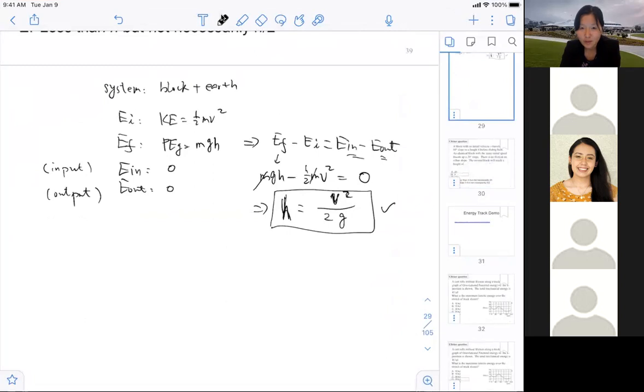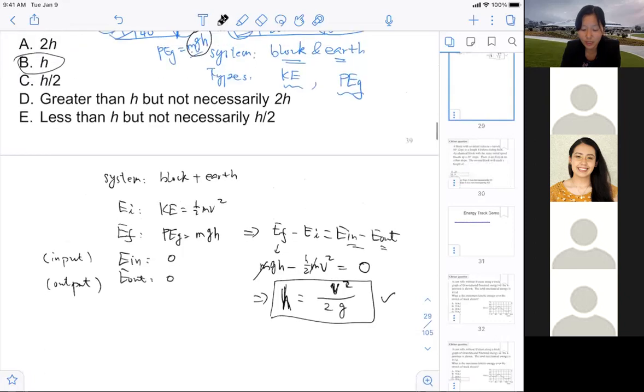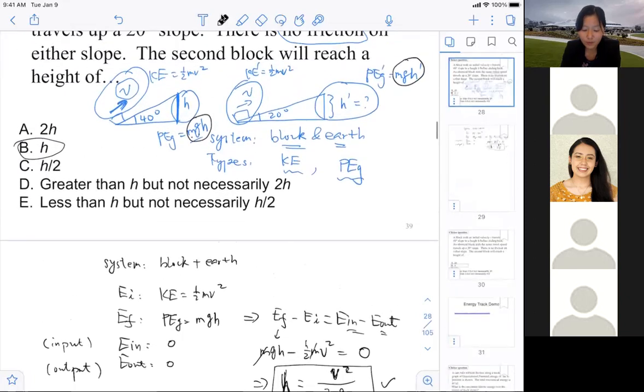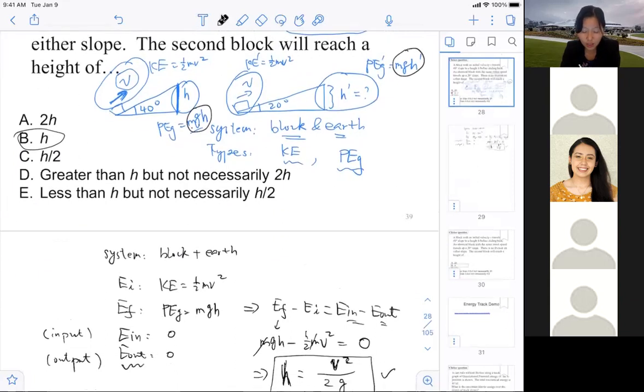Were you going to ask why they were zero? Yeah, I was going to ask why. So there's no external force acting on the system. Usually when you have, say, a frictional force, intuitively, you know that's going to take energy away from your system, right? Slow you down. So that would be considered an energy output.